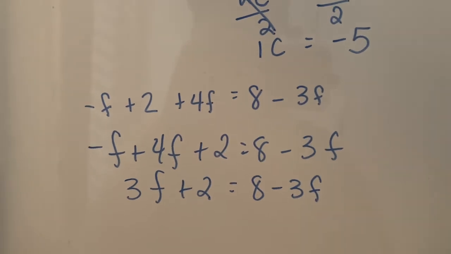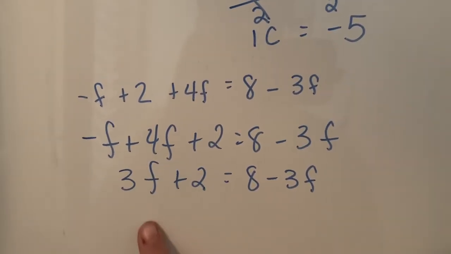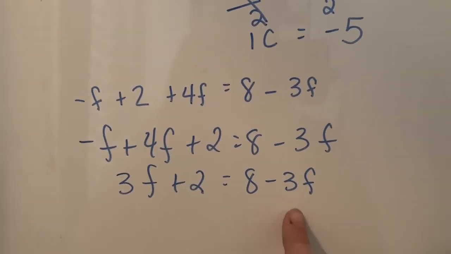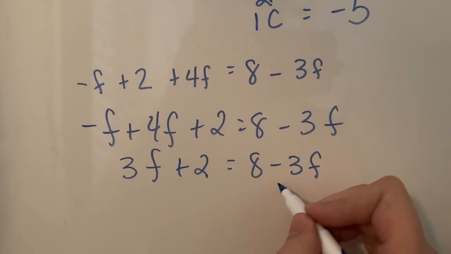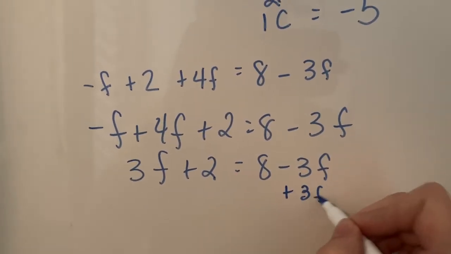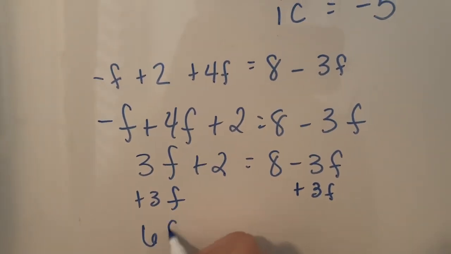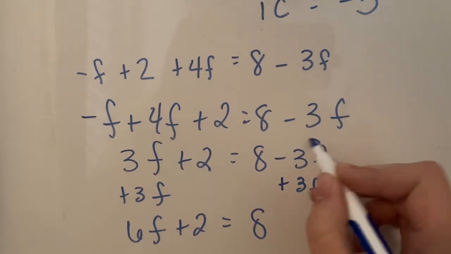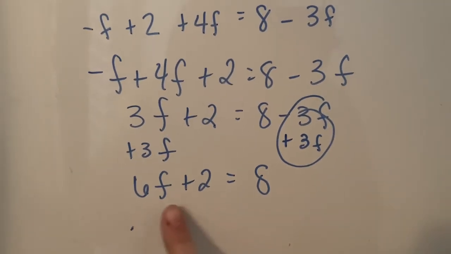All right, my next step, let's get all of my variables to one side. I could either subtract 3f from this side and from this side, or add 3f to here and to here. Doesn't matter, we'll just add 3f because I feel like it. These are additive inverses, so they become 0. So 6f plus 2 equals 8.